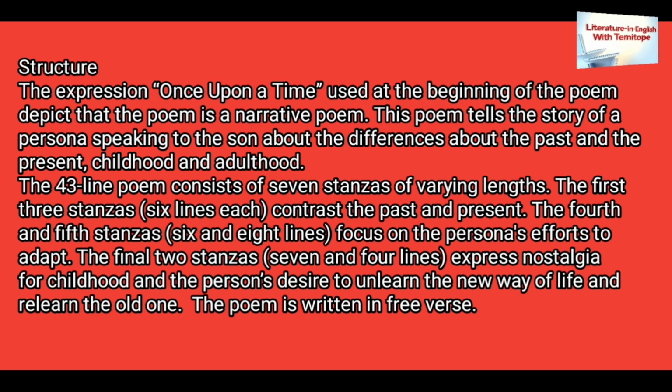This poem is a poem of 43 lines, which consists of 7 stanzas. Of course, these stanzas are of unequal length. The first 3 stanzas, 6 lines each, contrast the past and the present, stating the differences between the past and the present, between childhood and adulthood.